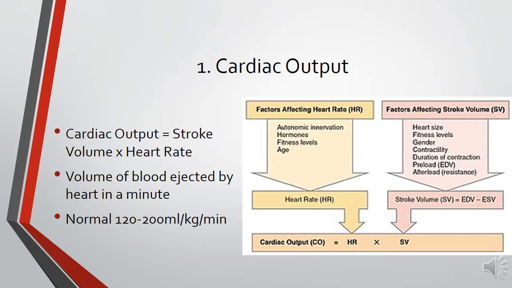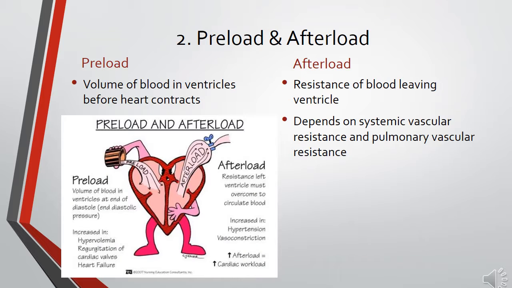We have a couple of factors that are going to affect our stroke volume. So we have heart size, gender, contractility, duration of contraction, preload and afterload. And factors that affect our heart rate are things that are either going to make your heart rate go up or down, and that's going to have a change on your cardiac output.